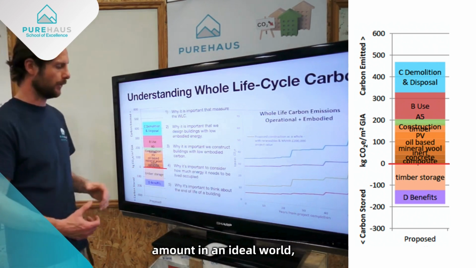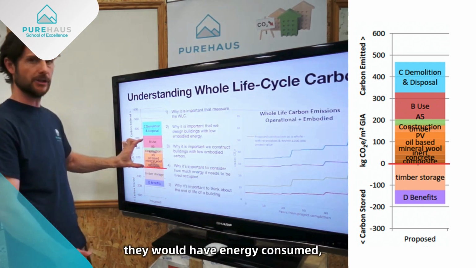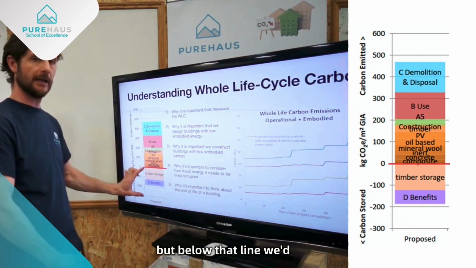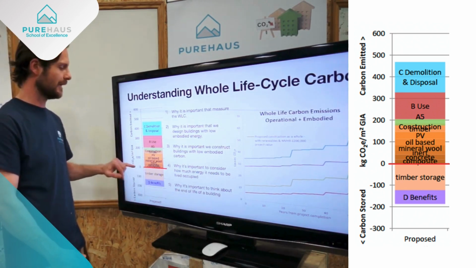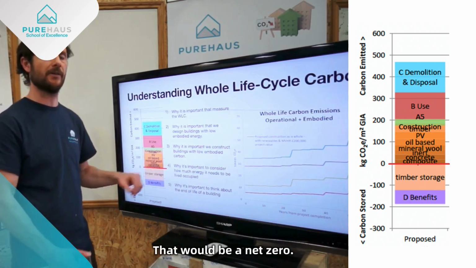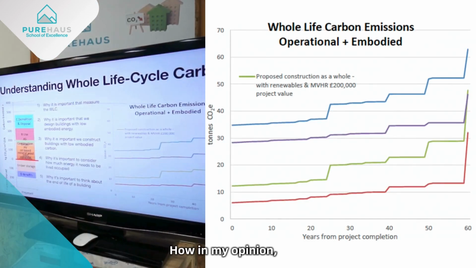In an ideal world, what we would see is our buildings, yes, they would have energy consumed, but below that line, we'd have as much energy from benefits or carbon stores, and that would bring us down to zero. That would be a net zero house, in my opinion. That would be one phrase you could potentially use.